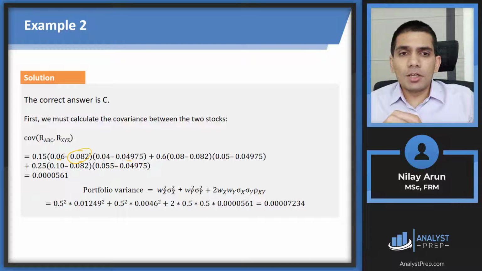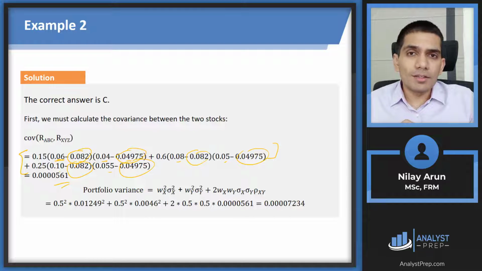That's your expected return for both the stocks. That is, of course, going to remain the same. What is going to change is the data point. So the first ones, right? So 6, 4, then we have here 8 and 5, and then we have 10% and 5.5. So those are the numbers that are going to change. We sum all of them up together, and that gives us the covariance.